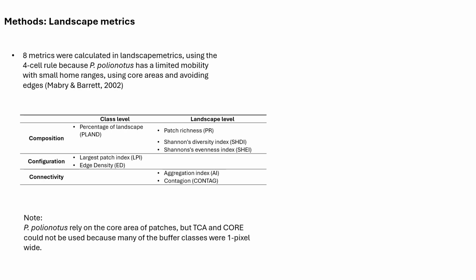At the landscape level, I summarized composition using patch richness, Shannon diversity index, and Shannon's evenness index, and I described spatial connectivity with aggregation index and contagion. These metrics are relevant because they show how many habitat types are present, how evenly they are distributed, and how aggregated or fragmented the overall mosaic is. I initially considered core area metrics such as total core area, but they were not usable because many buffer classes were only 1 pixel wide, making core area essentially zero or undefined.